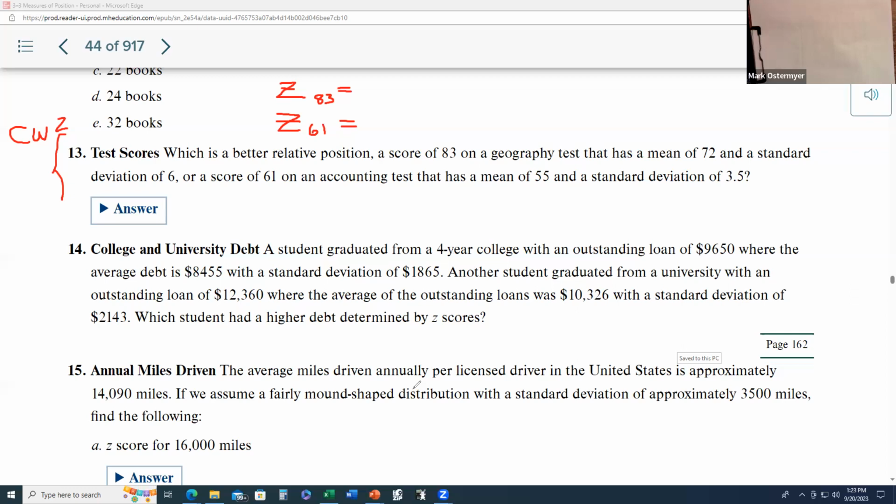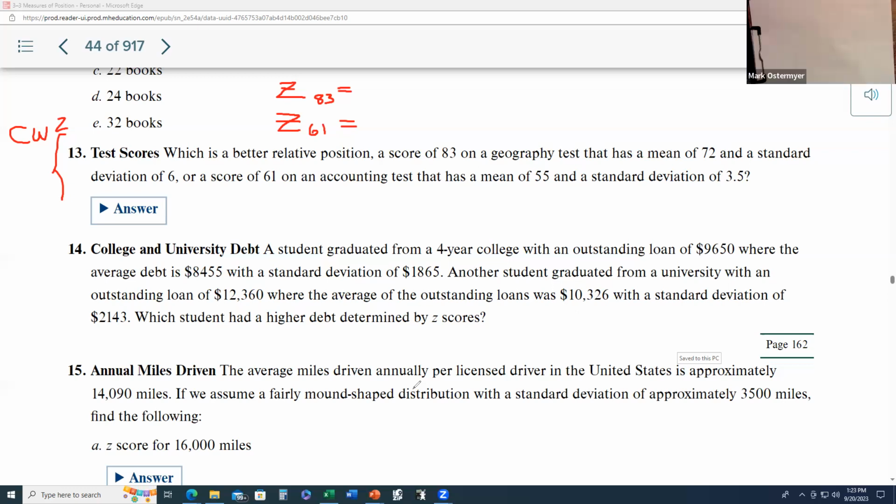Now, ladies, on both these Z-scores for the score of 83 on the geography test and 61 for the accounting test, both those Z-scores are going to be positive or negative. What would be the case? Anybody? Positive. Okay, if they're both positive Z-scores, what are we looking for to determine which score is the better relative score? The Z-score that's the greater Z-score or the smaller Z-score? What do you think, if they're both positive? Is it the smaller one?